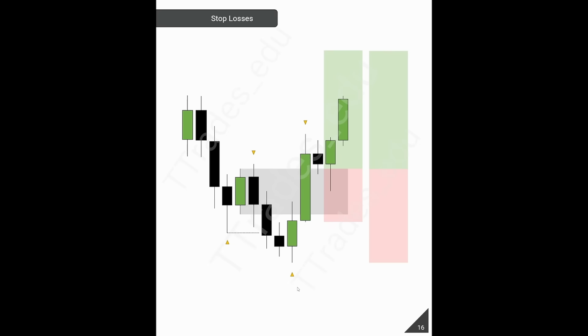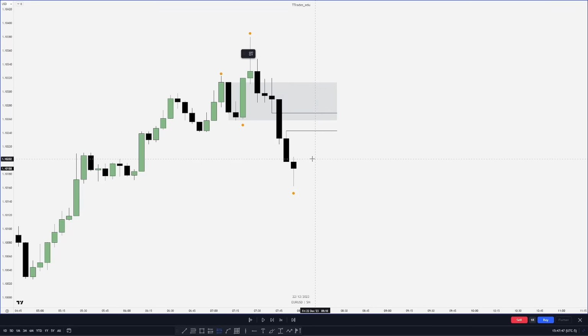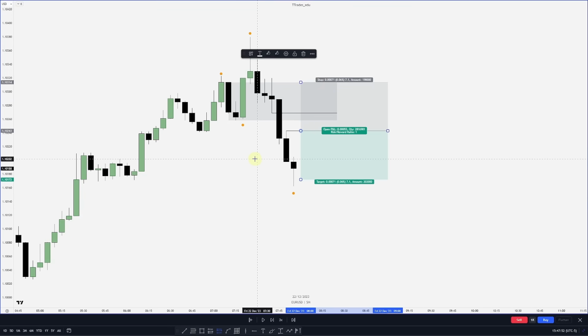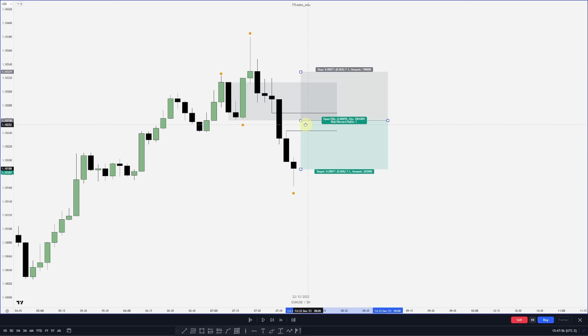So let's go back into the example and show that. So here, if I was going to look to take an entry, there are two things I can do. I can either take an entry at the start of the fair value gap, letting it trade up into the breaker, or I can look to take my entry at the breaker within the fair value gap.